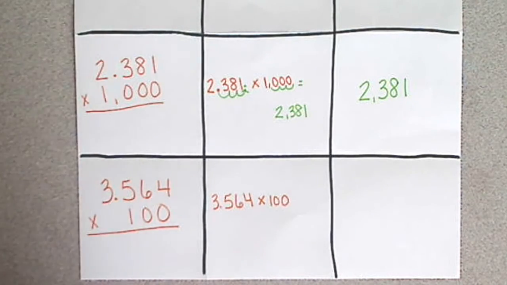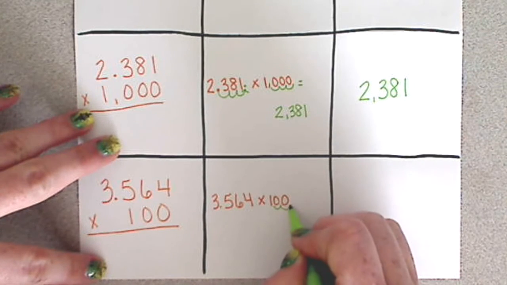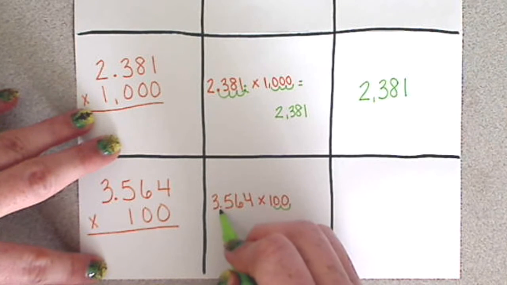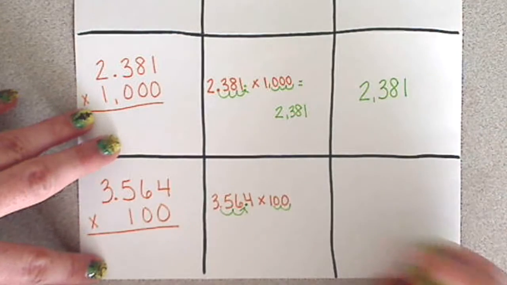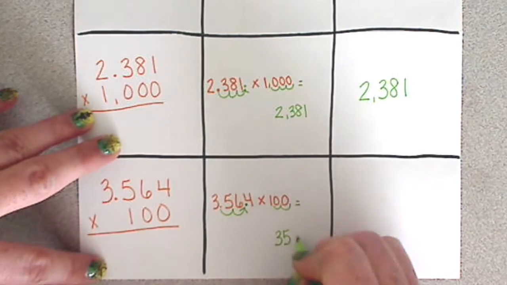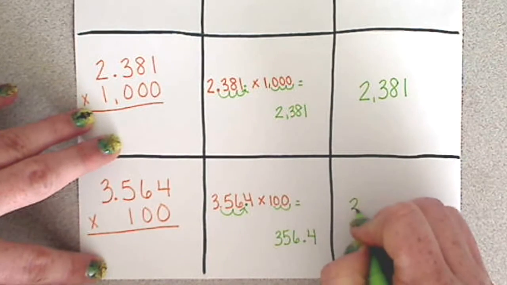I'm going to count the zeros in my second factor. 1, 2. So that means I need to move my decimal to the right 2 times. 1, 2. Which gives us a product of 356 and 4/10.